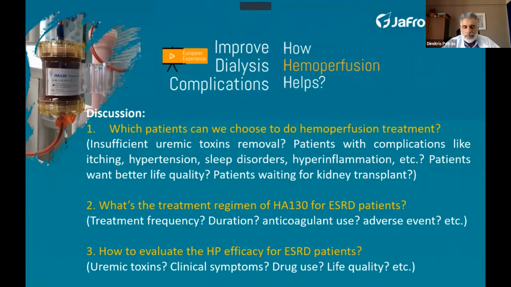The last question that I forgot: blood flow. 200, 300, 350. Usually when we're doing the 2 hours and a half, we use 250, and then we continue with 330, 350 ml per minute.